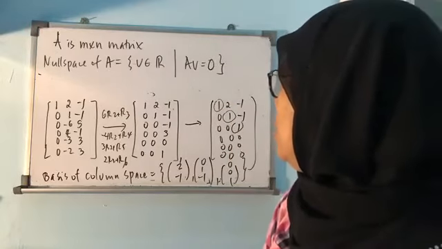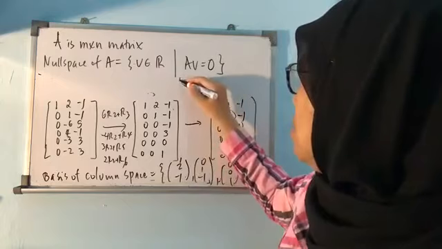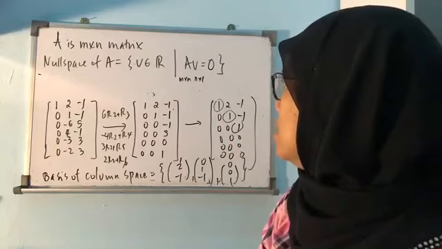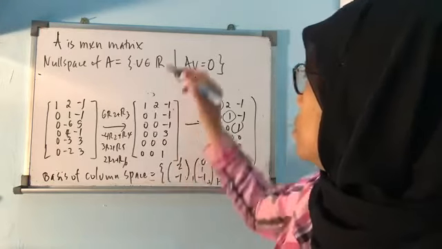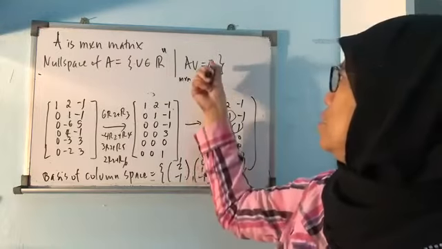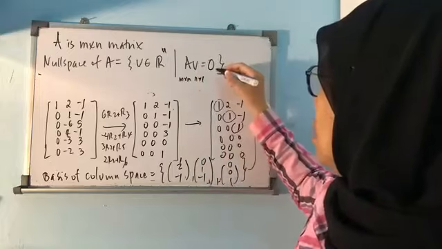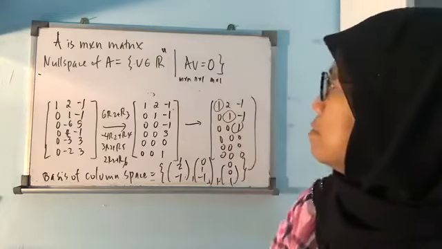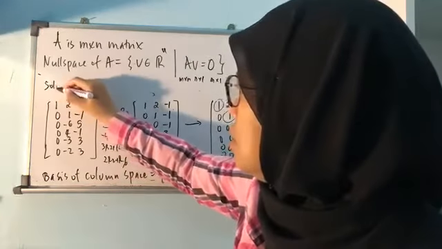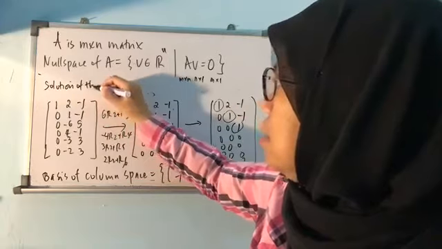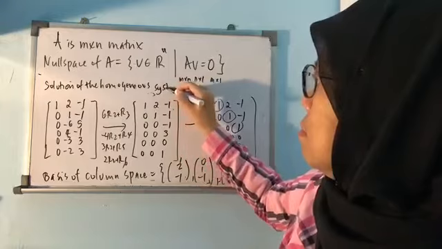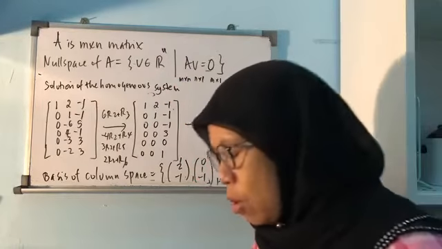Okay, if A is m by n, V has to be n by 1, right? So this has to be in Rn. And this is the 0 matrix, okay? m by n, n by 1. So this is actually the solution of the homogeneous system. Go back to chapter 2.